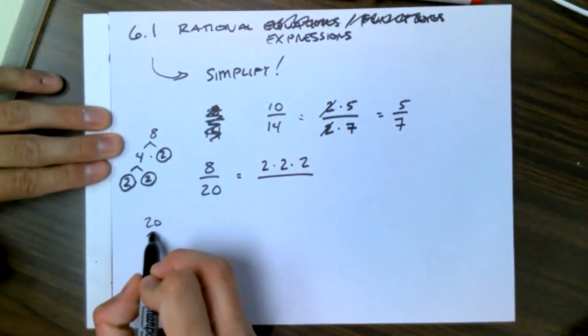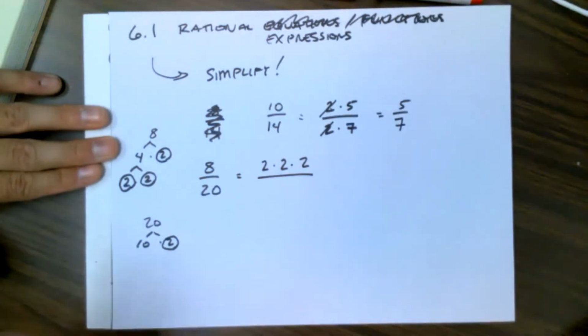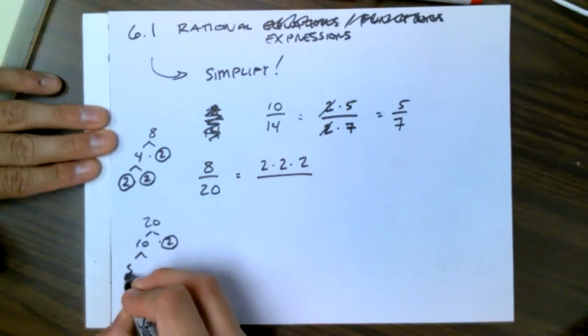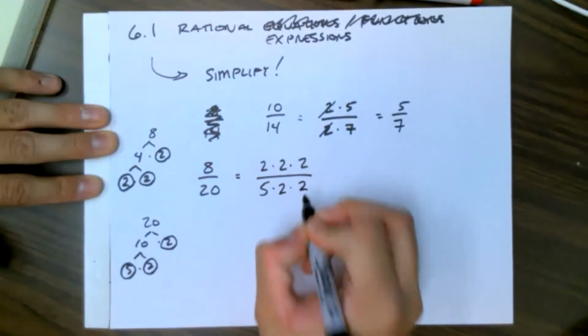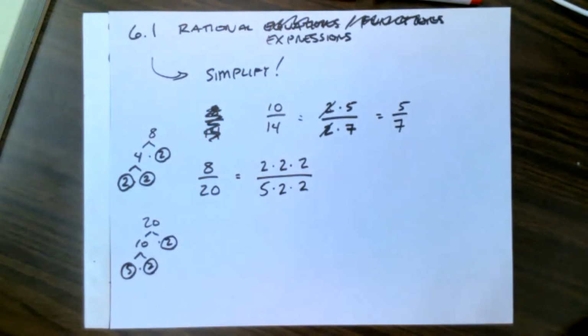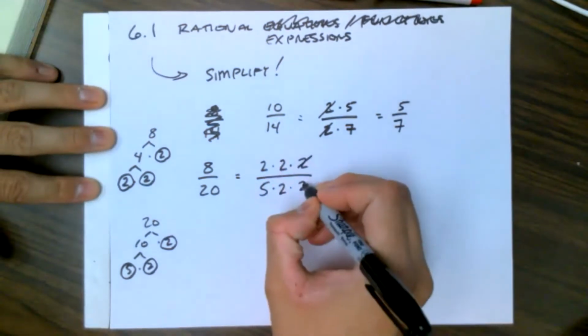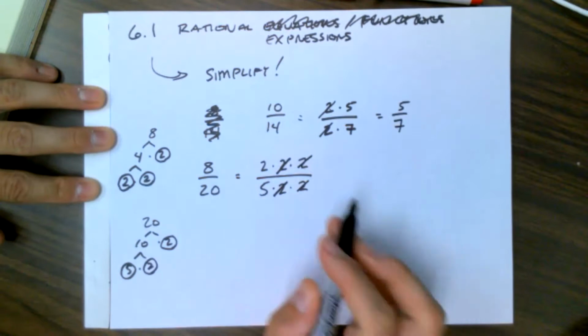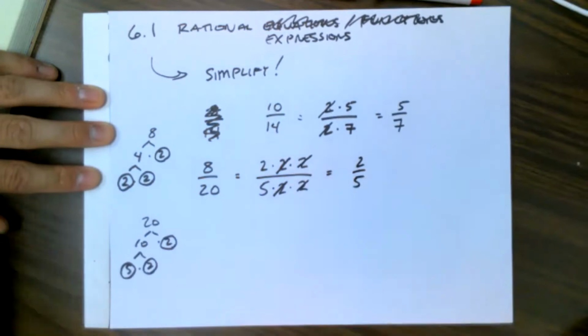20, I know it's 10 times 2. I'm circling them if they're prime. You haven't seen this in a while, okay? And then 10 isn't prime. It can be broken down into 5 times 2. So 20 becomes 5 times 2 times 2, okay? This is like how you learn to simplify fractions at the very beginning, but then you learn easier tricks after. Okay, and then notice we've got pairs of 2's we can cancel. We can cancel this 2 with this 2, this 2 with that 2. And we're left with 2/5, right? These don't cancel because they're different.